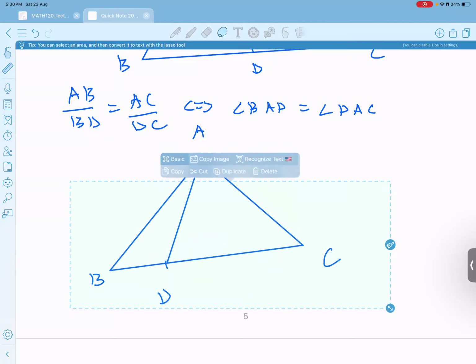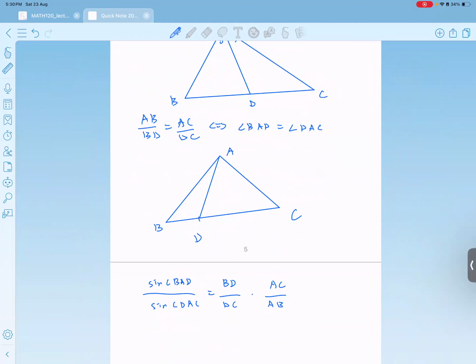Again, I'll give you a moment to think about this. What is this called? I actually don't know what this is called. This is just a lemma. It's pretty useful. You can just prove it. It's almost a one line proof.